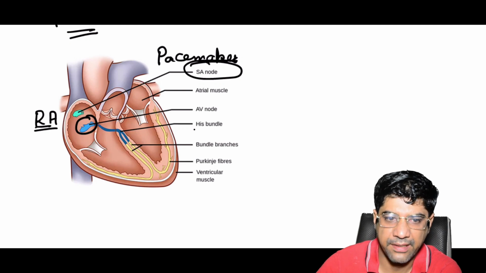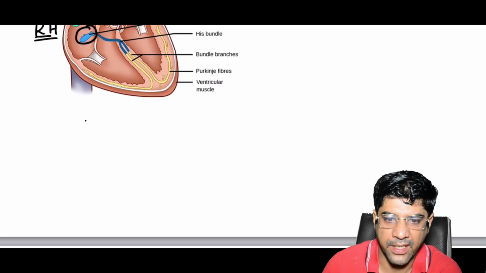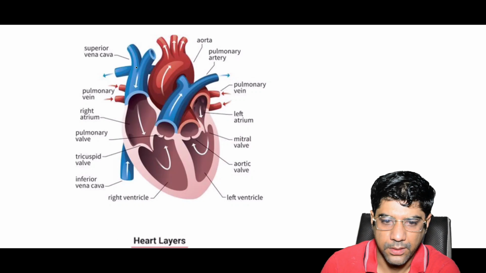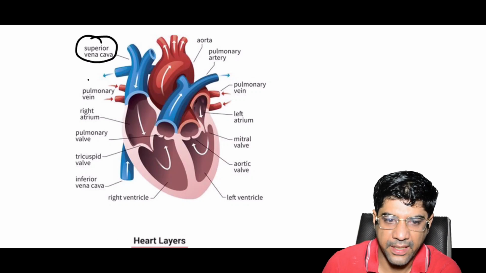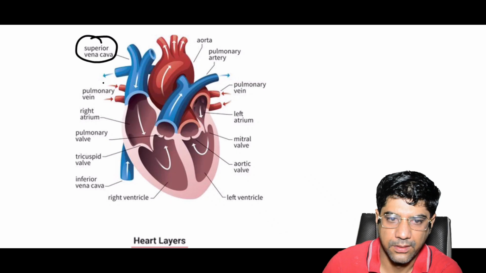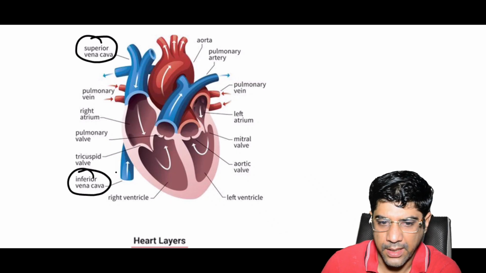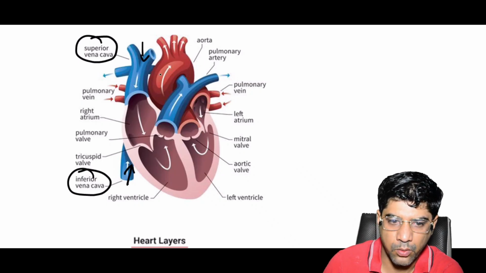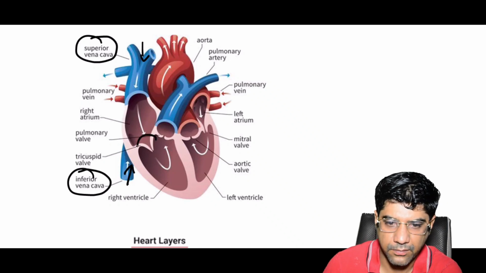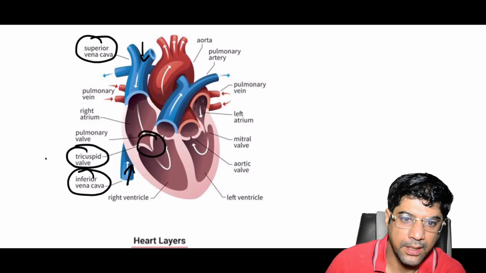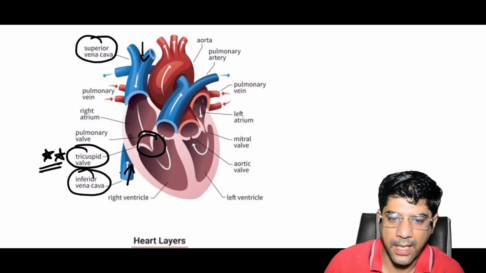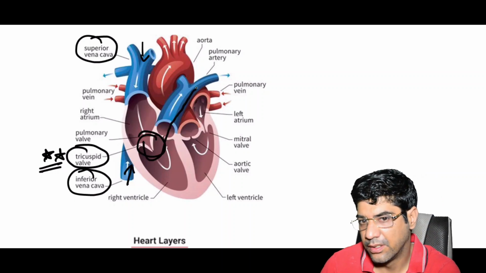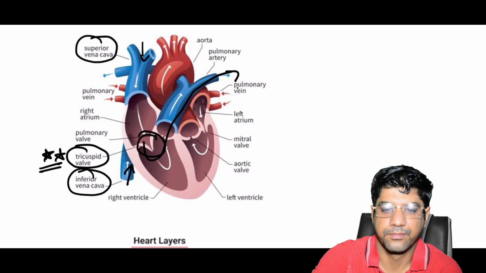Remember, it receives the deoxygenated blood through the superior vena cava and the inferior vena cava. The right atrium communicates with the right ventricle through a valve known as the tricuspid valve, which then pumps the blood into the pulmonary artery to the lungs for oxygenation.